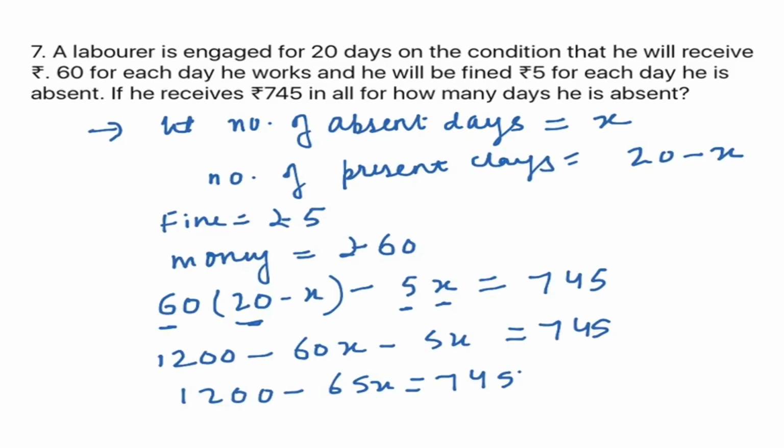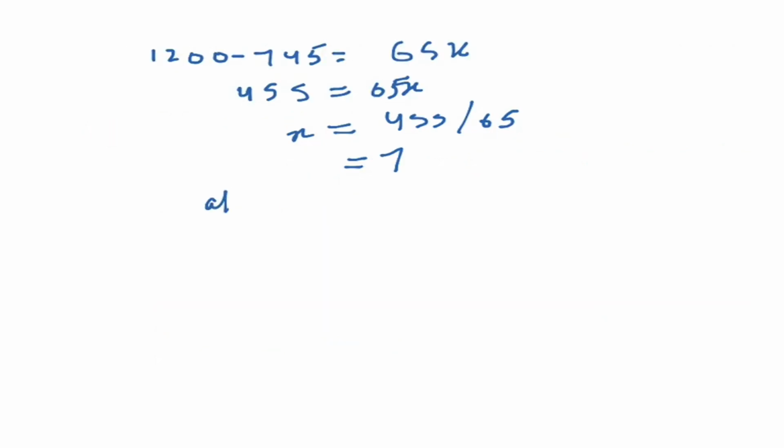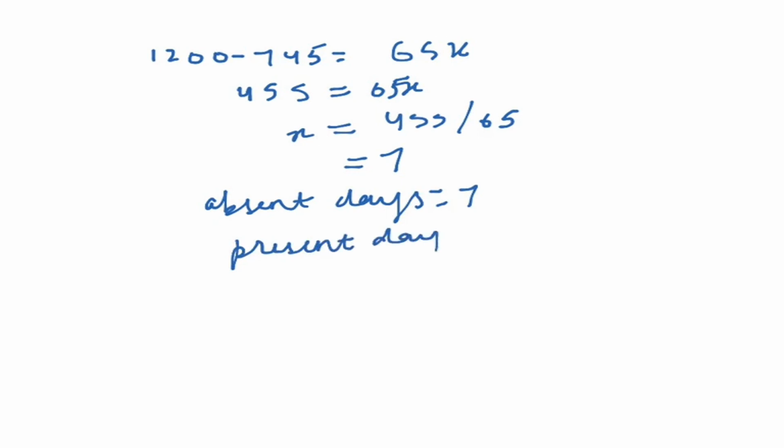So it means we get the number of absent days x. So absent days is equal to 7. So it means he was absent for 7 days. And if we want to find out the present days, present days will be 20 minus 7, that will be 13 days. So he was present for 13 days and absent for 7 days.